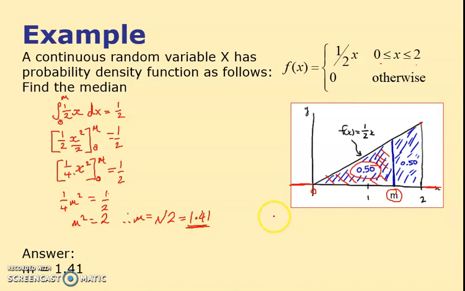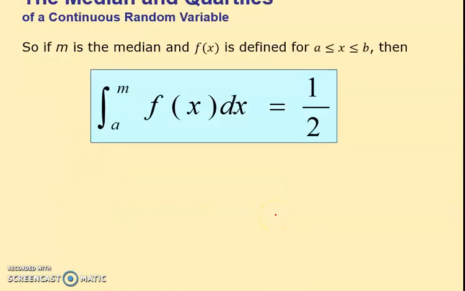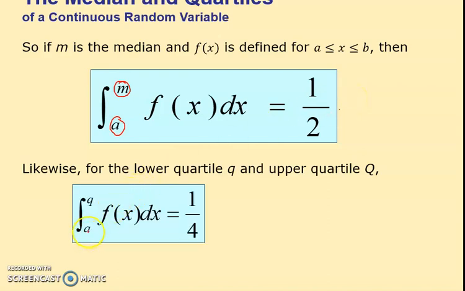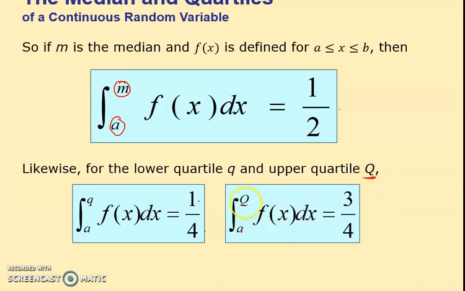So that's the process we're going to use to find the median. Given a is the starting point, which in our example was 0, so I didn't have to worry about it, going up to m, the integration equals a half. If I want the lower quartile, I go from a up to the lower quartile, and it has to equal a quarter. If I want the upper quartile, which we use a capital Q for, a up to the capital Q has got to equal 3/4. So it's quite straightforward to find the median and the lower and upper quartiles.